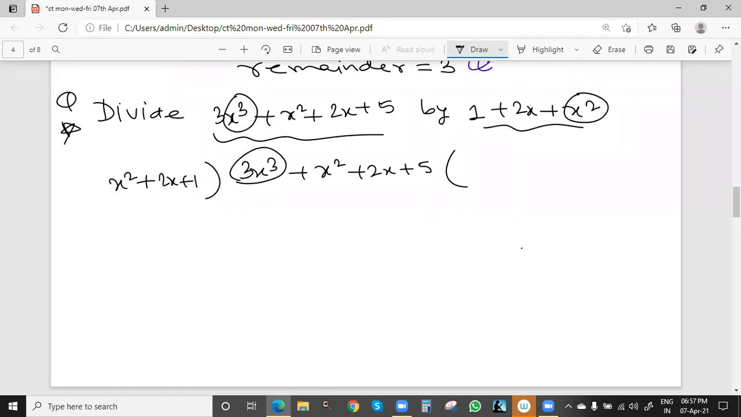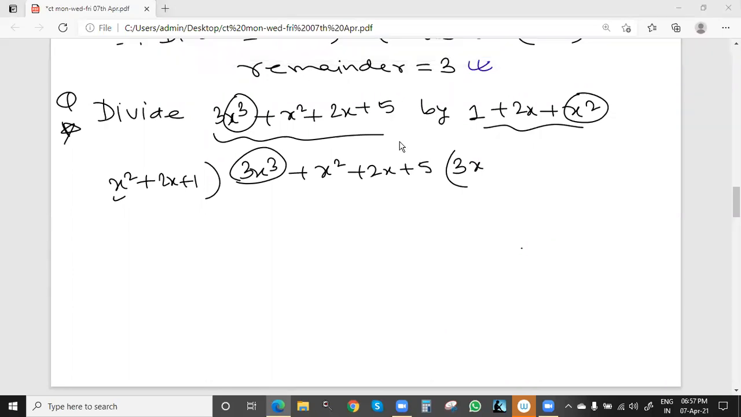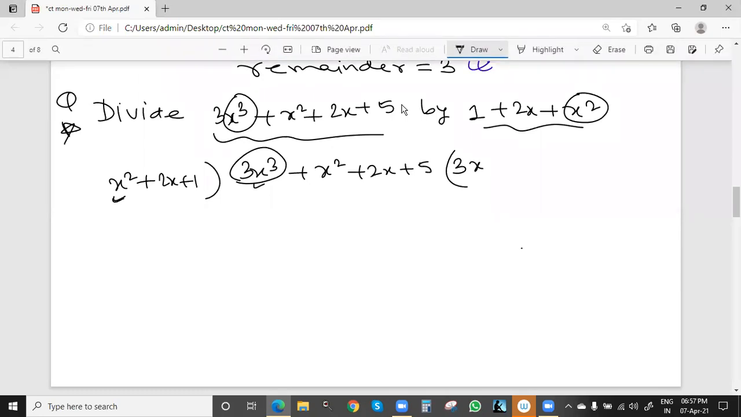Now we'll focus on 3x cube, and here is x square. We'll take 3, and what is the remaining value? x, because x square is multiplied by x. So 3x is the value. Tushar, the answer is 3x minus 5, which you can verify from here. Because we have 3x cube and x square, we focus on the first value, 3x. 3x into x square is 3x cube, 3x into 2x is 6x square, and 3x into 1 is 3x.